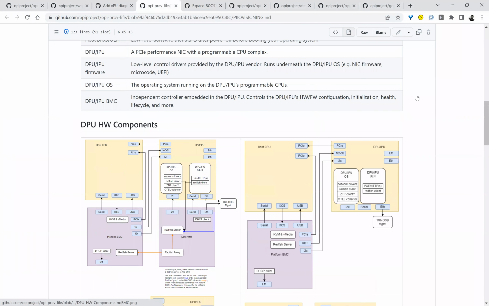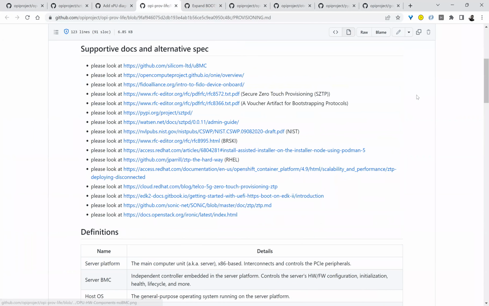Okay, let's move on. We have a few more topics to discuss today. So again, pull request is on Intel, and go ahead and comment on that.